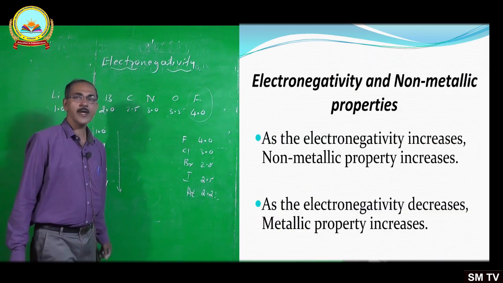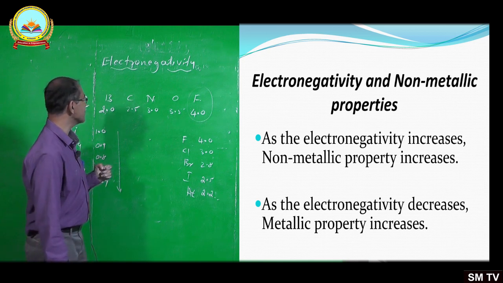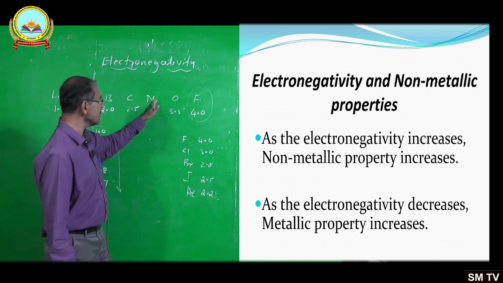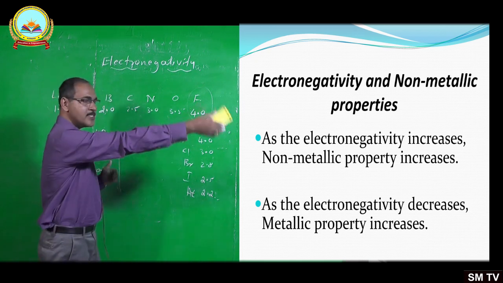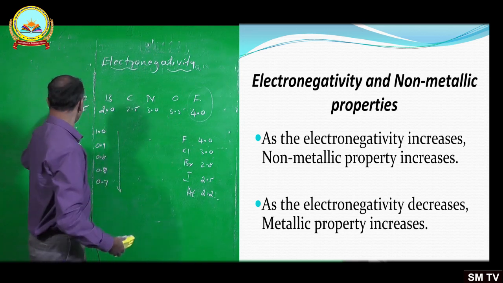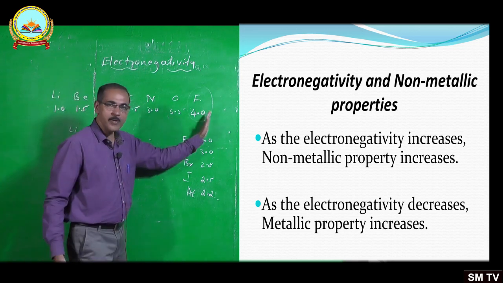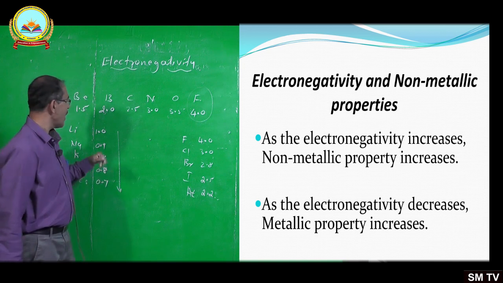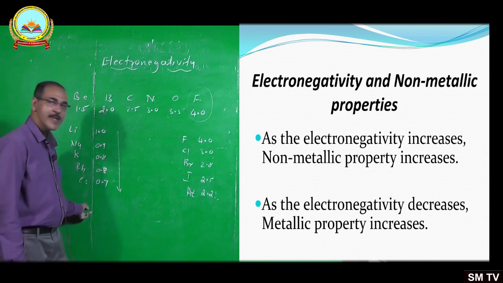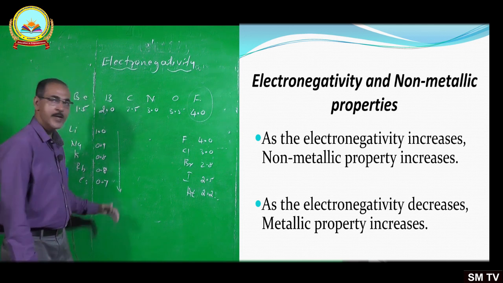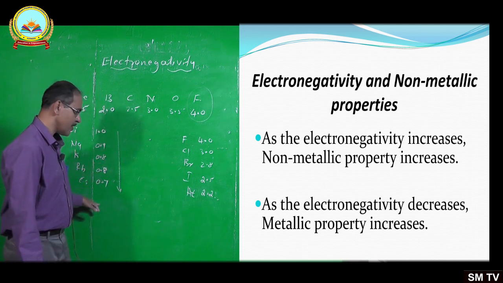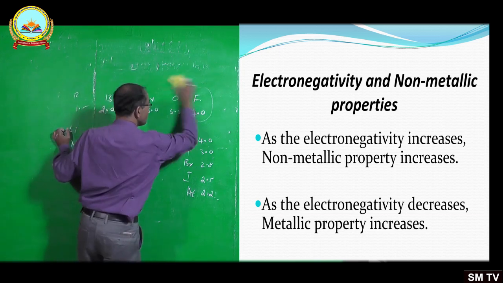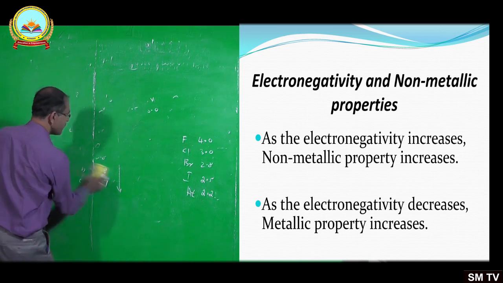Now, electronegativity and non-metallic properties. If you see the values, these are the non-metals in the periodic table. On the right side you have non-metals. As the electronegativity value increases, non-metallic property increases. As the electronegativity value decreases, the metallic property increases. So, with this, electronegativity is complete.